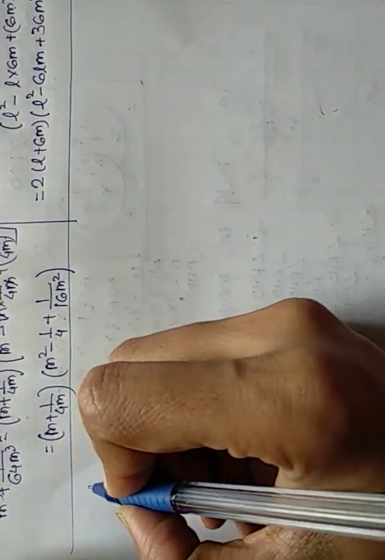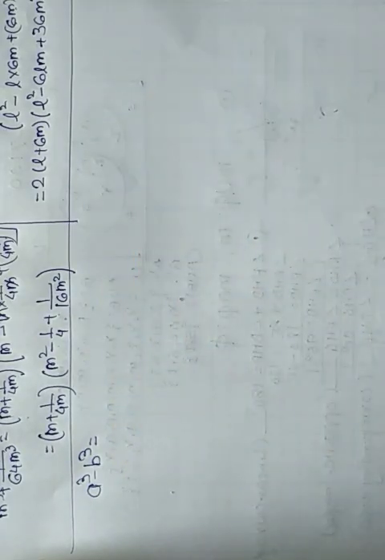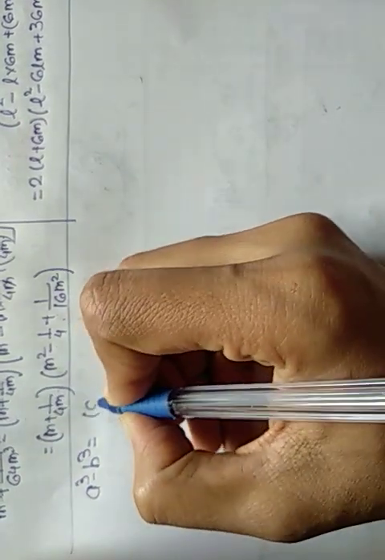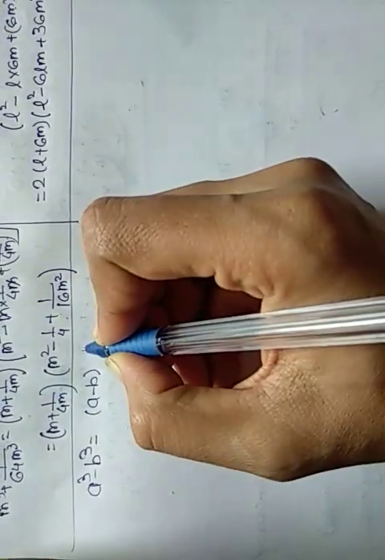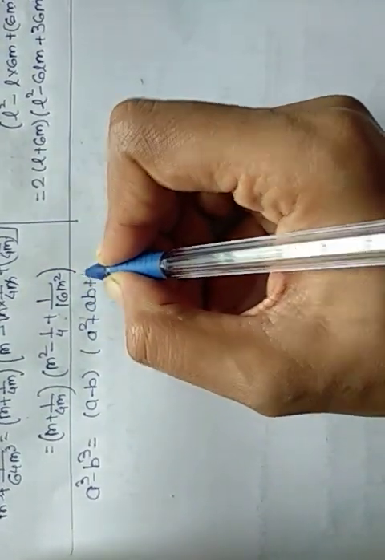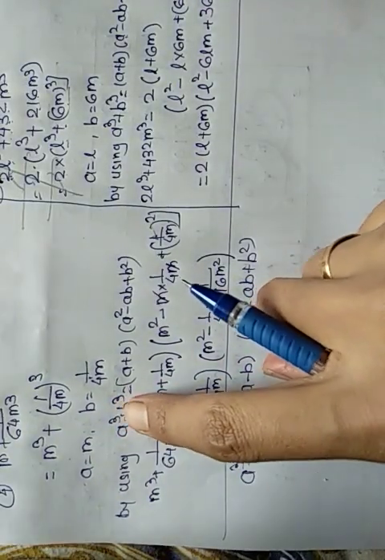Now let's learn a cube minus b cube. a cube minus b cube is equal to the first bracket (a minus b) and another bracket (a square plus ab plus b square). Let's see here a cube plus b cube.